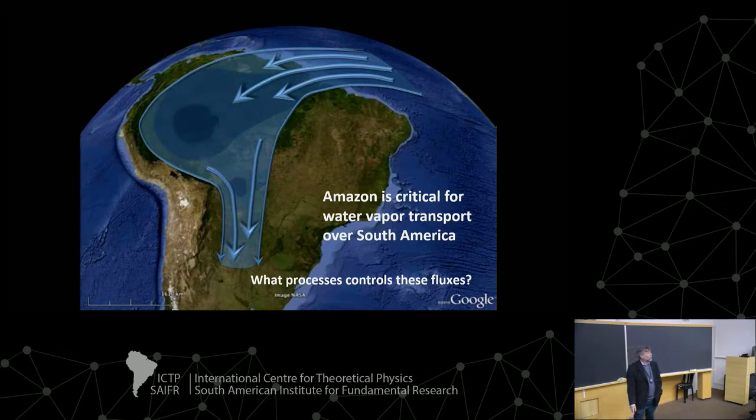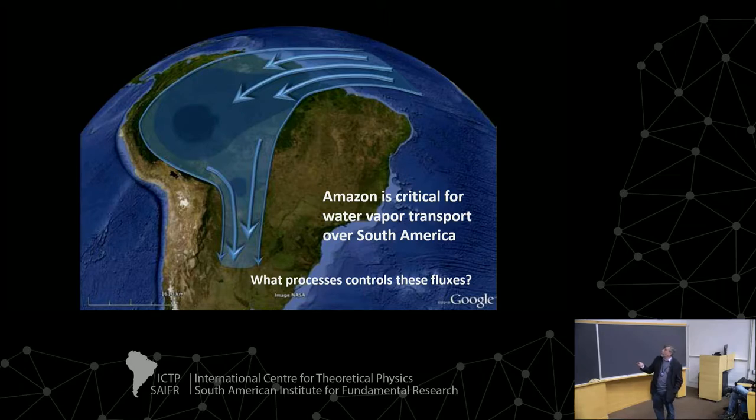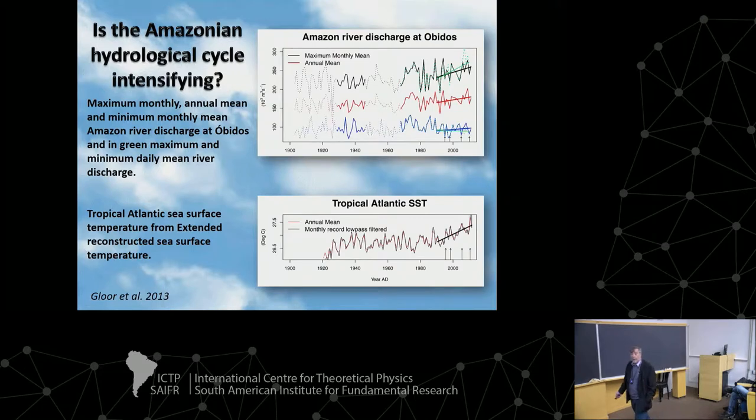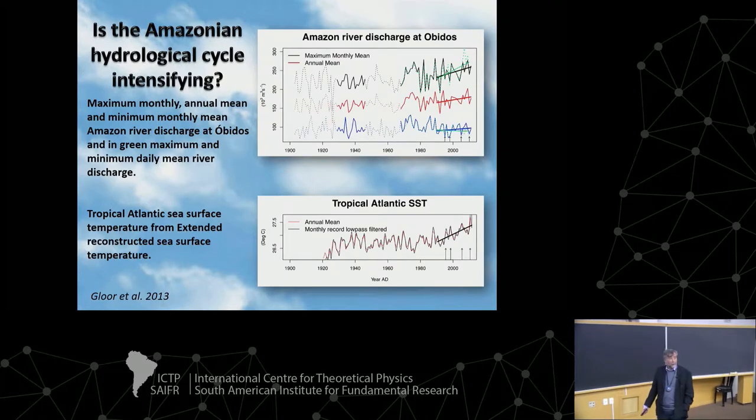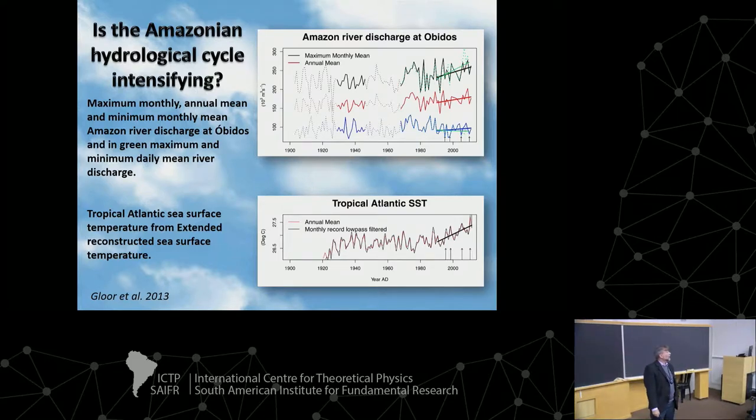The importance of the Amazonia is also critical for the hydrological cycle. Amazonia processes a lot of the water that comes from the tropical Atlantic and feeds the agricultural area of southern Brazil. But Amazonia is changing, and it's changing very significantly. If you measure the amount of water that goes out at the mouth of the Amazon River, it has increased by about 30% in the last 50 years, both in the wet season, in the dry season, and in the annual average.